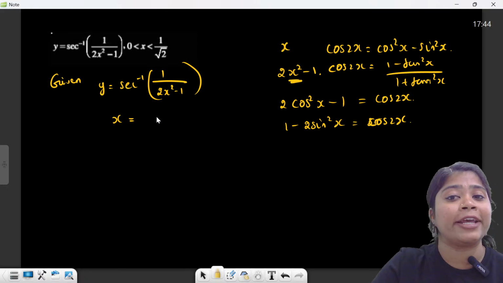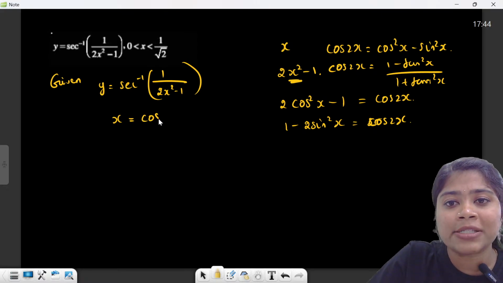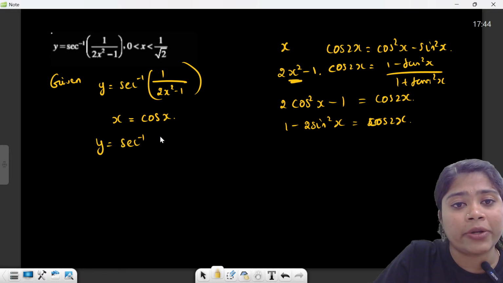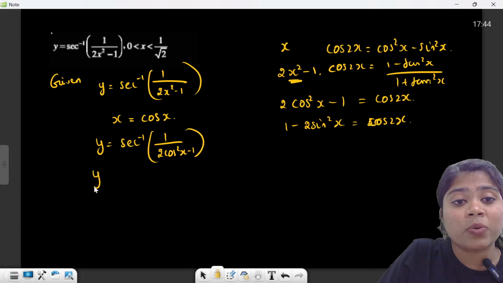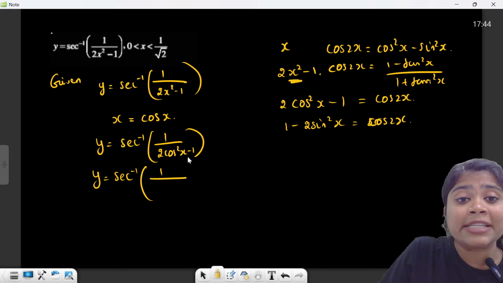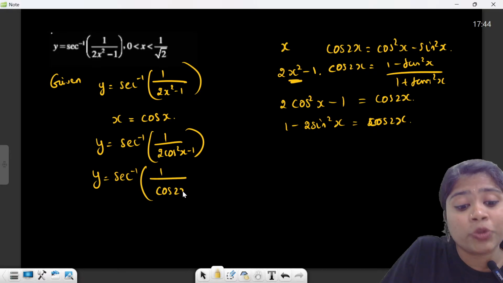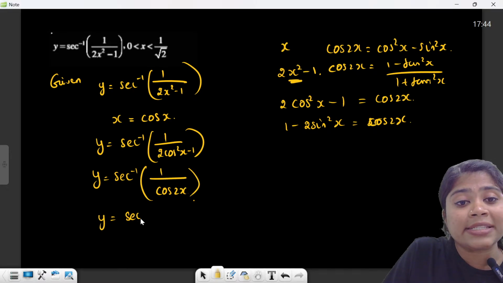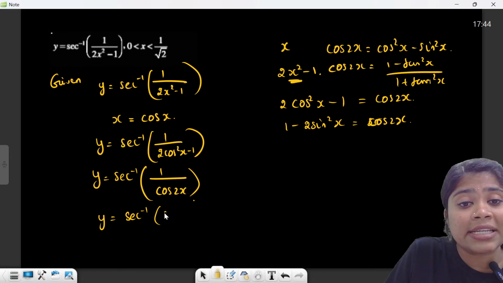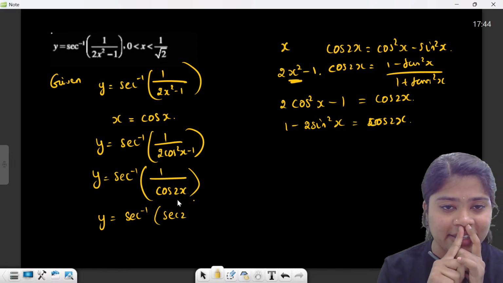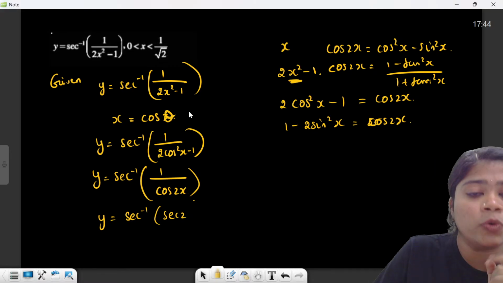So I'm going to substitute x is equal to cos x. So what will it become? y is equal to secant inverse of 1 divided by 2 cos squared x minus 1. So y is equal to secant inverse of 1 divided by, this is nothing but cos 2x, right? Y is equal to secant inverse. So this is secant, wait a sec. Here I wanted to put theta.